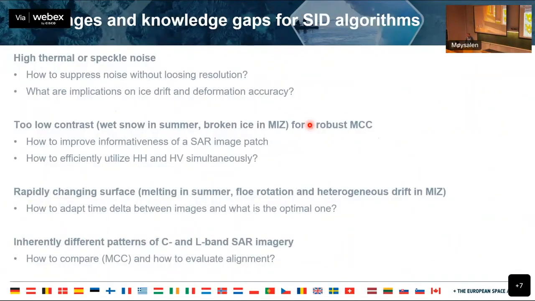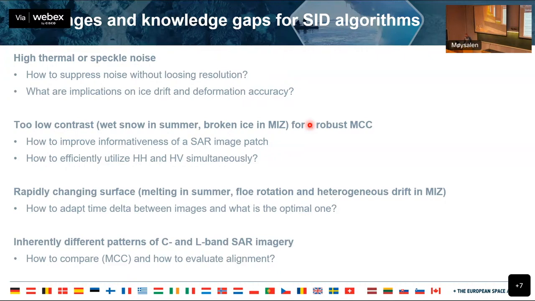So what are the challenges and knowledge gaps? Here is the summary for ice drift algorithms. First of all, it's a high thermal or speckle noise. And then the question is how to suppress this noise, or how does it affect the ice drift, and what to do with this noise.